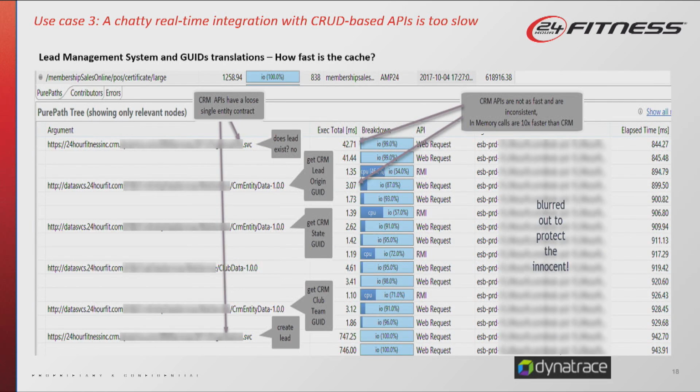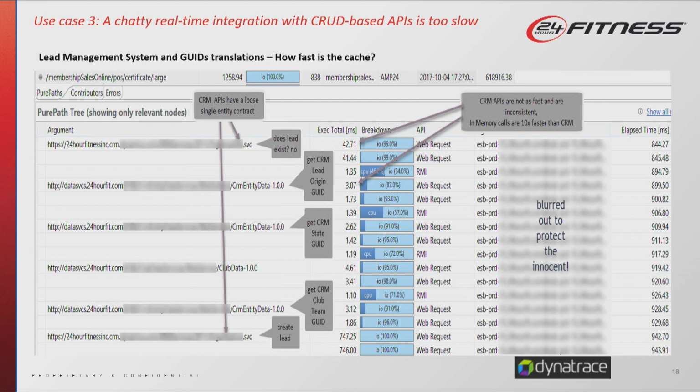This is dynaTrace, our automated performance management system. It puts agents on all the JVMs and it gives us timings of the service calls. So what we're looking at are the timings from the diagram I showed. Here's the create the lead. First it calls the CRM APIs and it says, does the lead exist?